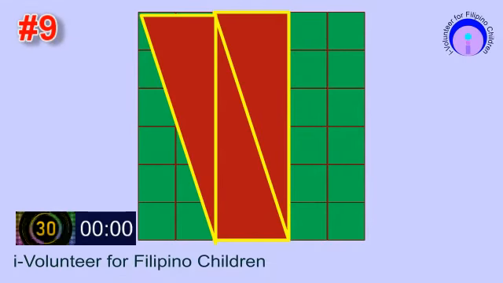Item number 9. Find the area of the red shaded part in square units. You still have 5 seconds to finish.